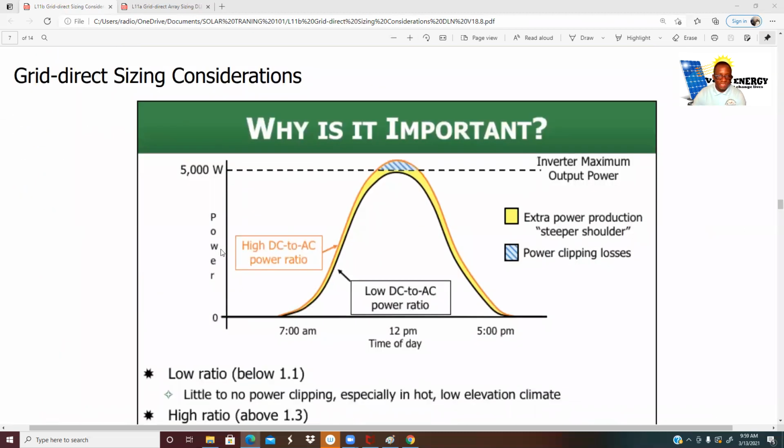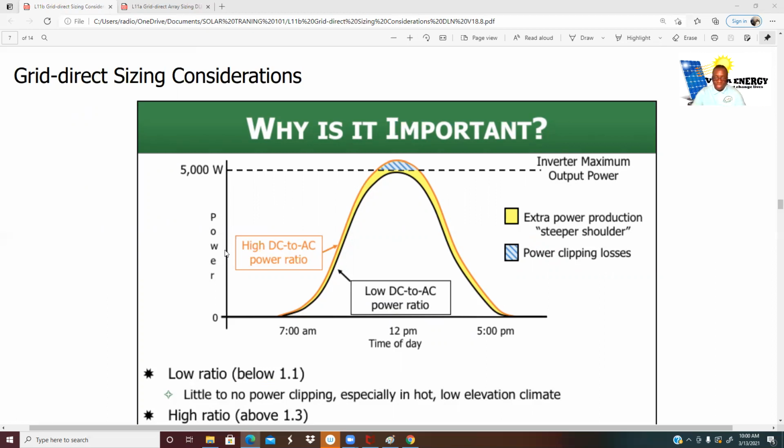A great direct sizing consideration. Why is it important? Here you have a 5,000 watt inverter, with the inverter maximum output power. Extra power production. So you see, they're showing that you have a 5,000 watt inverter, 5,000 watts maximum. The high DC to AC power ratio and the low DC to AC power ratio.